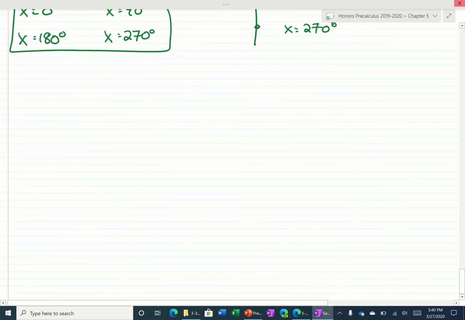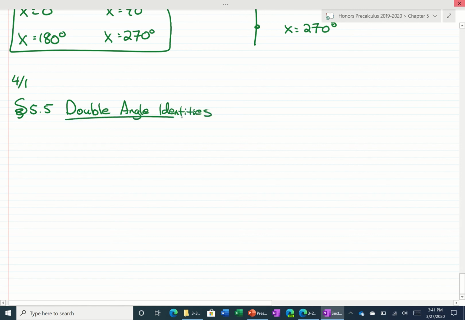So let's get started. Today is the first, and let's take a look. We're going to be on section 5.5, and it's called double angle identities. And this is actually day 3.